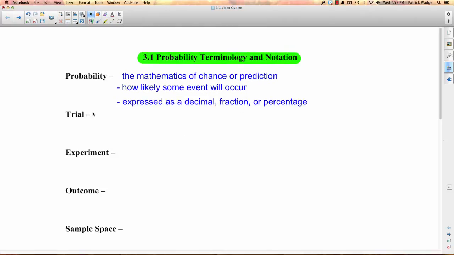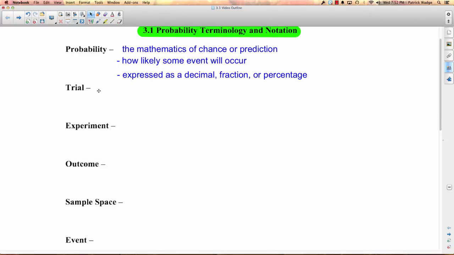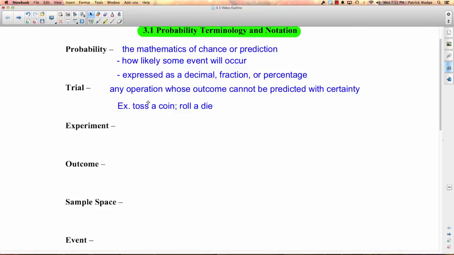Alright, you knew that word. Here's a bunch of other words you might not know. A trial is any operation whose outcome cannot be predicted with certainty. So, for example, tossing a coin or rolling a die. You don't know for sure what's going to happen when you toss a coin. You could say, yeah, I know, it's going to come up heads or tails. But you don't know whether it's going to be heads or tails. You don't know when you roll the die whether it's going to be a 1, a 2, a 3, or 4, or 5, or 6.